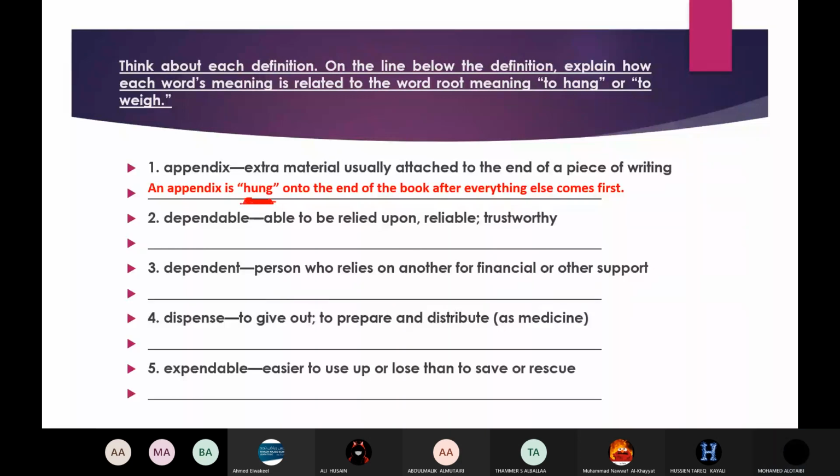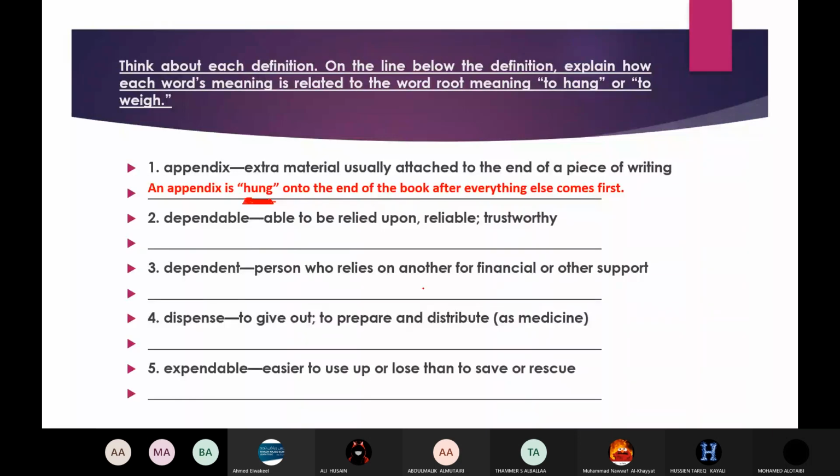No problem. So once again, how is appendix related to the word hang? So simply, appendix is an extra material attached to the end of a piece of writing. So in your book, for example, you will find an appendix at the end of the book. So the appendix is hung onto the end of the book. So that's how appendix is related to hang.